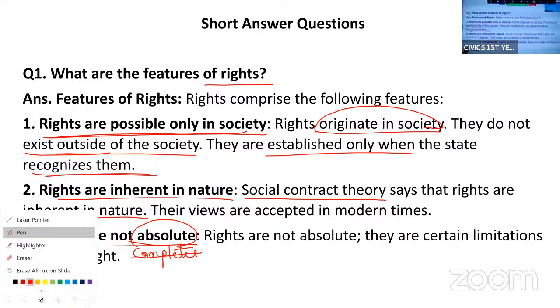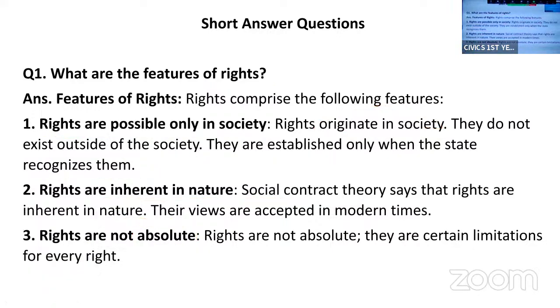So that's why we are saying that rights are not absolute. They are not complete. Every right, at a point of time, has certain limitations. That is why we are saying that rights are not absolute. Okay. Am I clear with these 3 points? Let us move to the next.